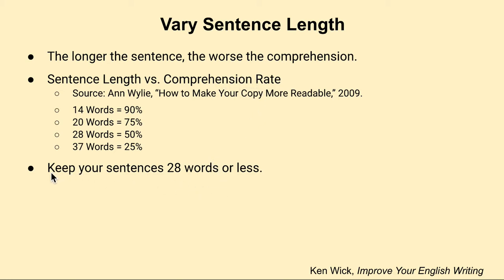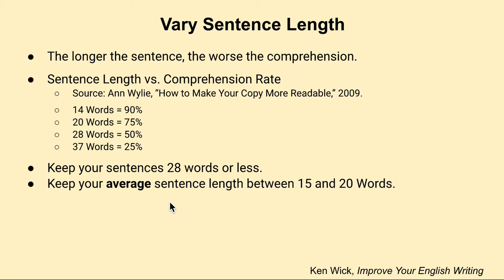So I advise keeping your sentences 28 words or less, but you also want to keep the average, that means if you take the average sentence length, between 15 and 20 words. That translates into roughly a comprehension rate of between 90 and 75%. So if you can keep the average sentence between 15 and 20 words, 75% or more of the sentences are going to be understood.